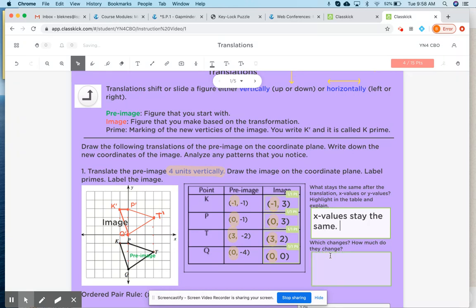And let's see, what changes? Well, I'm going to guess my y values. The y values have changed, but how much have they changed by? From -1 to 3, I can add that, so that's +4. -1 to 3 is +4. -2 plus 4 is 2. -4 plus 4 is 0. So y value, add 4 every time.